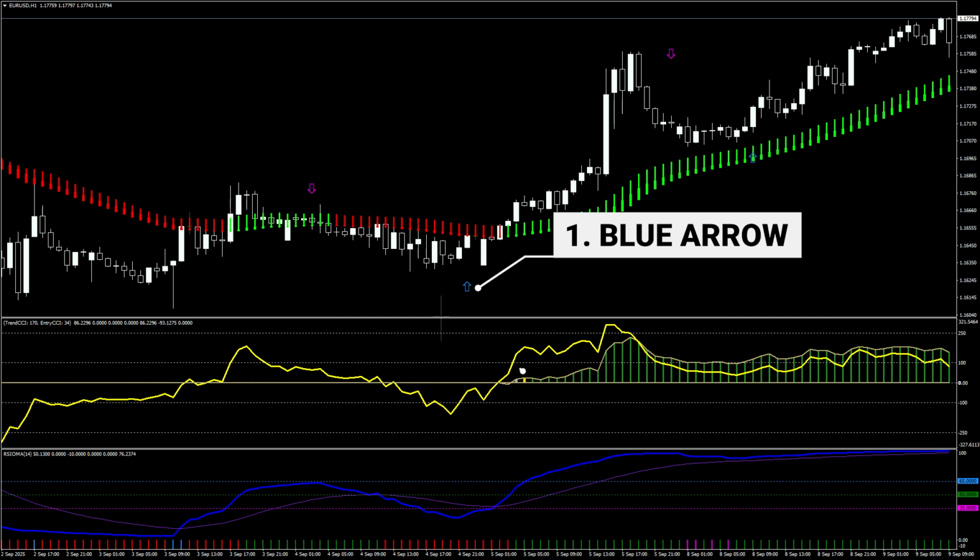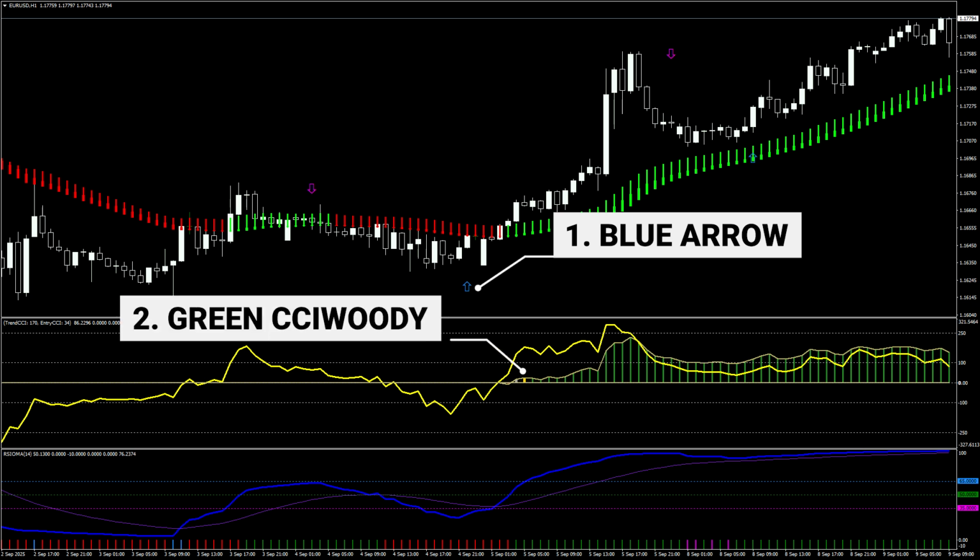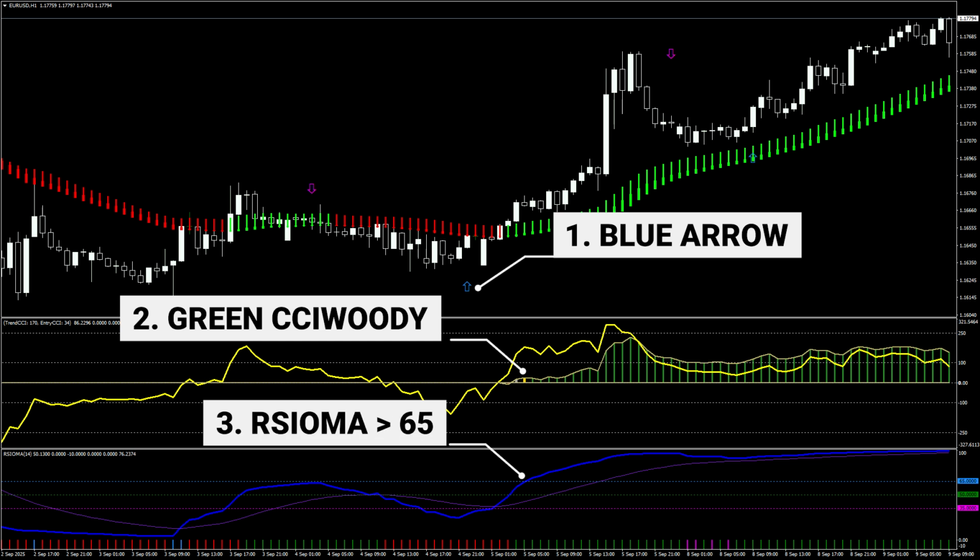Number 2, look down at the double CCI Woody indicator in the bottom window. The histogram bars must be green. This confirms the immediate momentum is bullish. Number 3, check the RSI OMA. The line must be clearly above level 65. This tells us the buyers are in control and the trend has strength.